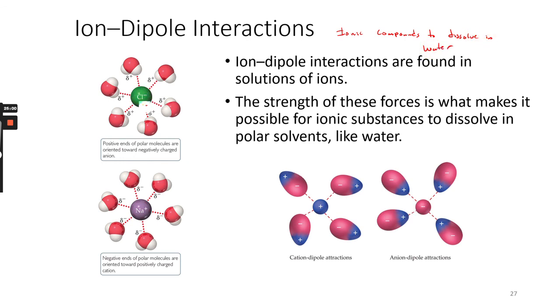So you have your ion, chlorine, and you have your polar molecule, so the positive side of the water is going to surround the negative side of the chlorine. The strength of these forces, they are very attracted to each other, is what makes it possible for ionic substances to dissolve in polar solvents.